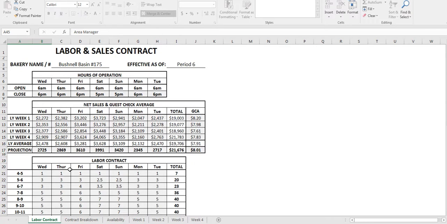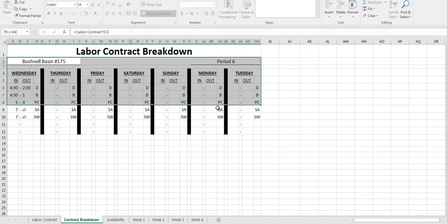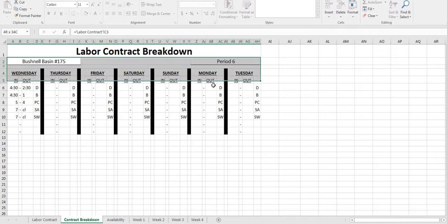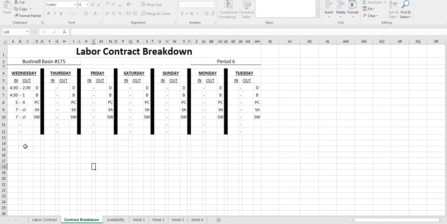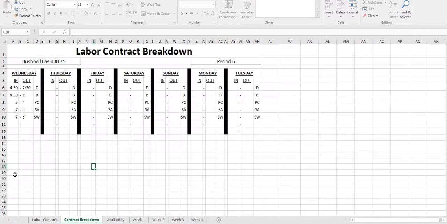So once that is signed and ready to go, the next step, when you're starting to make schedules, before you even get to that point, is a contract breakdown. If you haven't seen this sheet before, your area manager will be reviewing it with you. It's fairly simple the way it works. But basically what we're doing is we're taking our labor contract and we're turning that labor contract into actual shifts per day and assigning those shifts to particular positions.